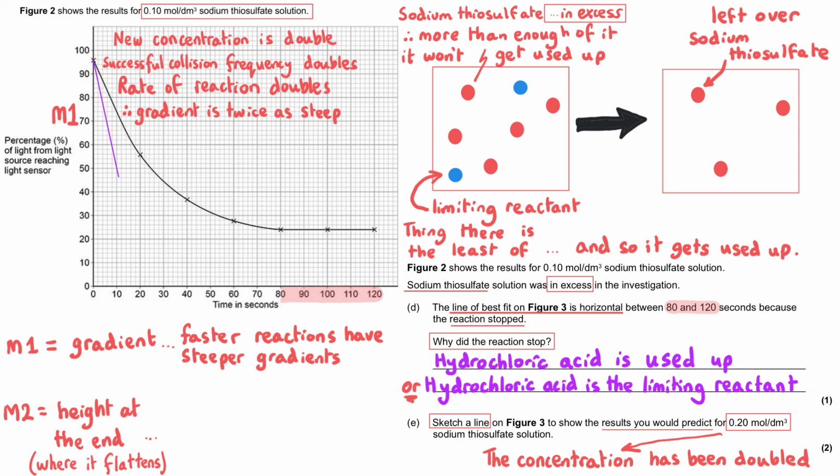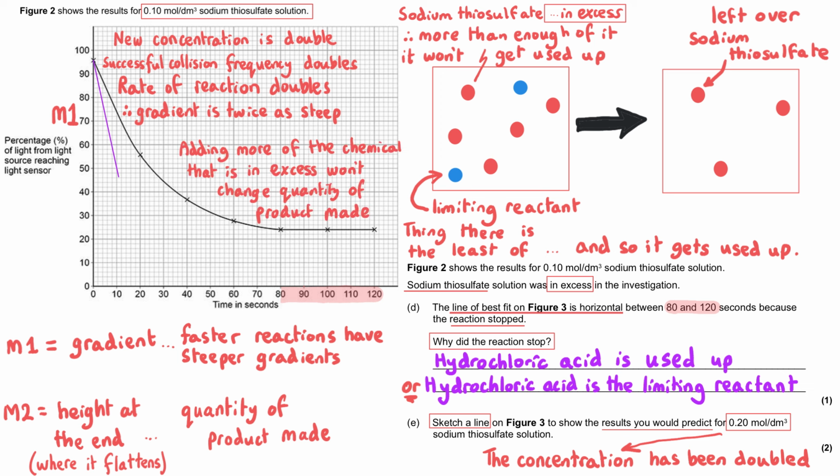And then we need to think about how much we're going to end up dropping that percentage to in the end. Well, all we're changing is the concentration of sodium thiosulfate, and sodium thiosulfate is already present in excess, so adding more of it is not actually going to reduce the percentage by any more than the original experiment did, because that hydrochloric acid is still going to be used up, and it's the hydrochloric acid that determines how much sulfur we produce, so how much cloudiness there is.